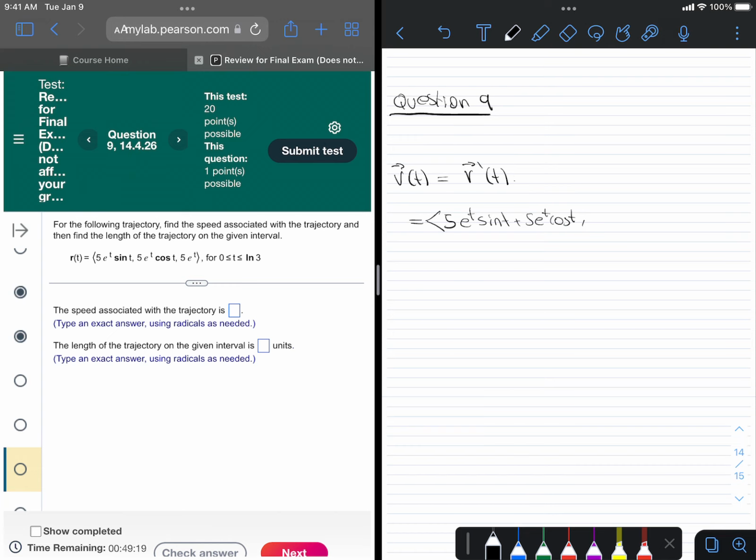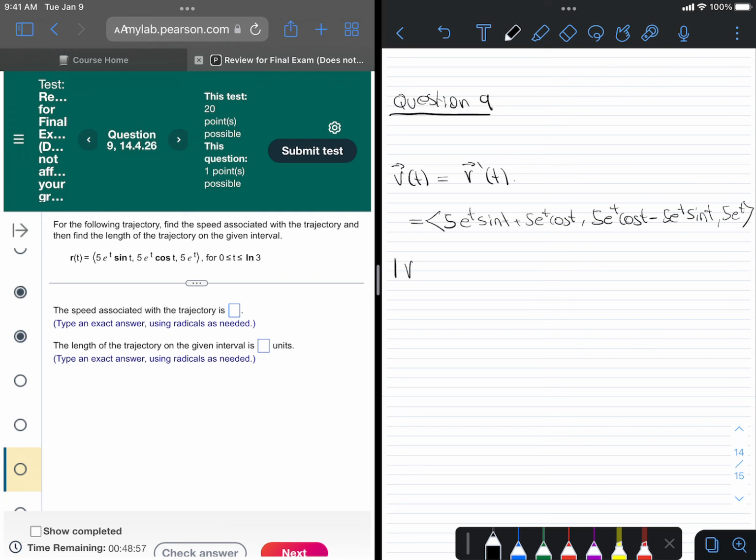Repeat the same process, but now with cosine. So derivative of the first times the second, so plus the first times the derivative of the second, which is minus sine. And then the derivative of 5 e to the t is just 5 e to the t. So that is the velocity.